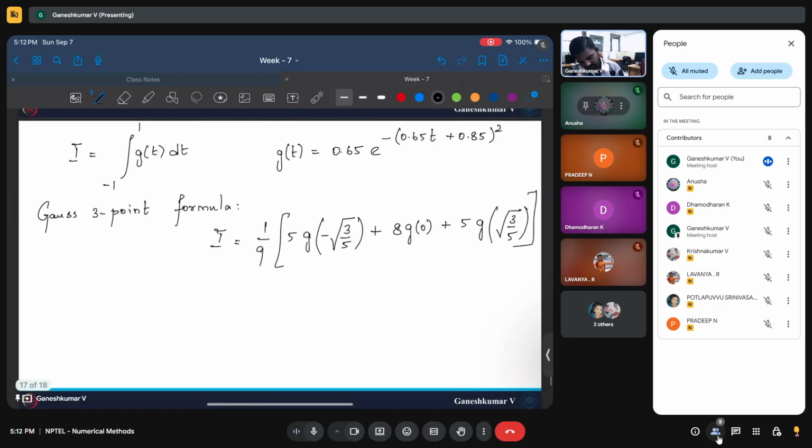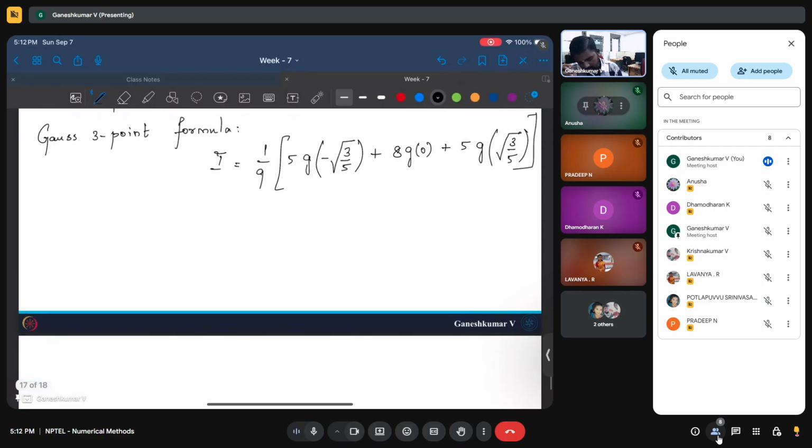Now we have the functional definition of g. We can easily find the values at minus square root of 3 by 5, square root of 3 by 5, and also at 0. So let's find that g of minus square root of 3 by 5 is equal to 0.65 e power minus (0.65 into minus square root of 3 by 5 plus 0.85) whole square.